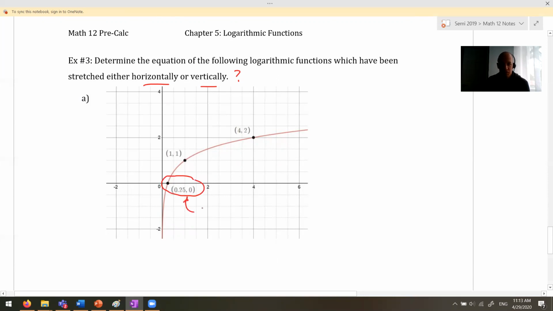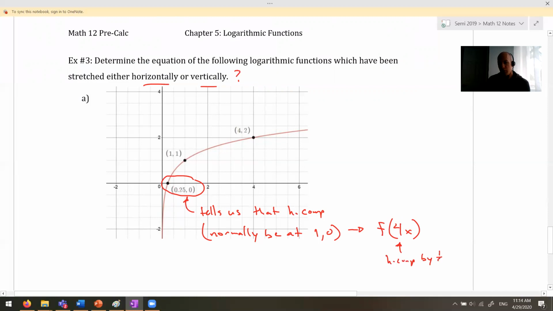So this tells us that there's a horizontal compression. And the reason is it would normally be at 1, 0, but it's at 0.25, 0. So what we can deduce from this is a factor of 4, or f of 4x. That's what we can determine. Okay, so this is 1/4 the distance it should be normally. So this is a horizontal compression by 1/4. So whatever our function is, we're going to have 4x in the argument.